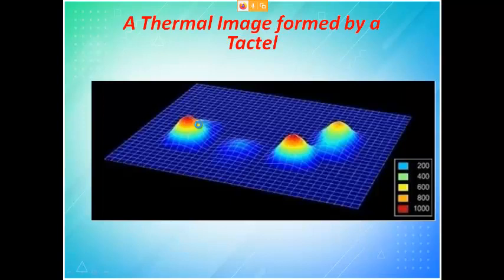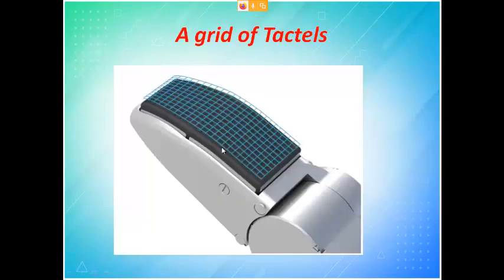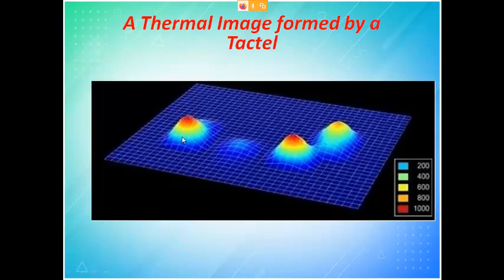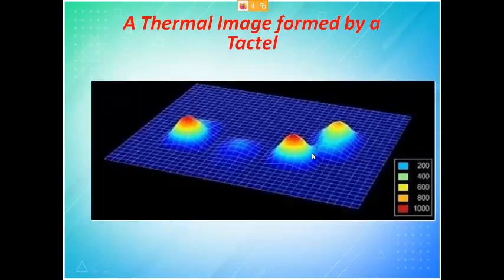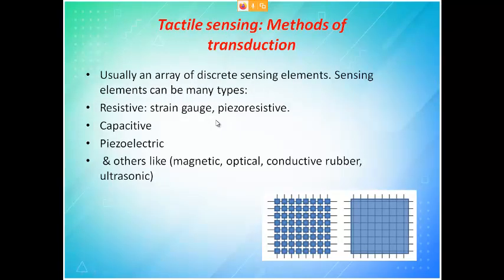So if this mesh is used to measure temperature, then at some point you will have very high temperature, at some point low temperature, and some medium temperature. So it is a thermal image. When your robot goes and touches, you will sense the temperature, and then you will get a thermal image, and we will try to reproduce what the object being touched by the robot is. Okay, so we go for a mesh-type structure.